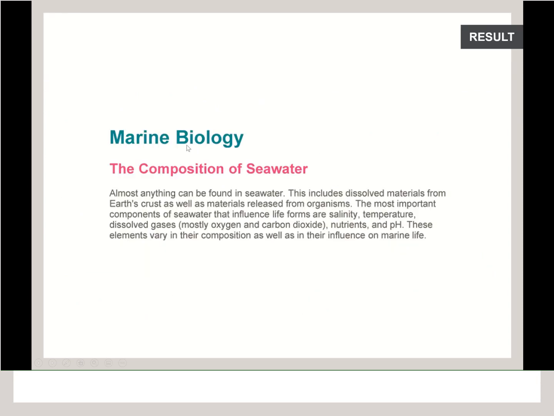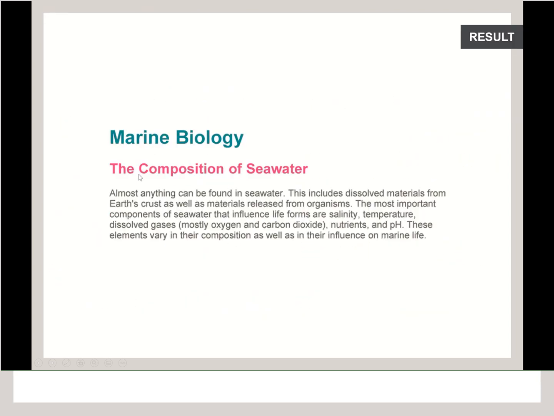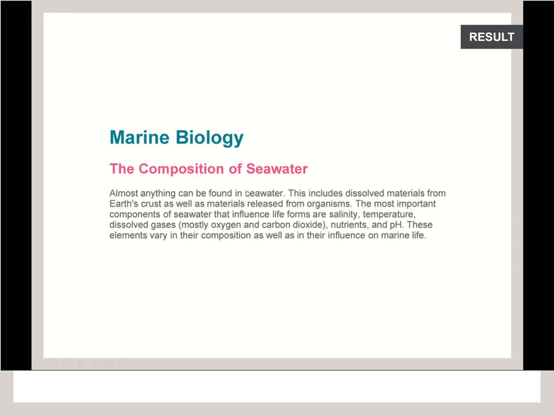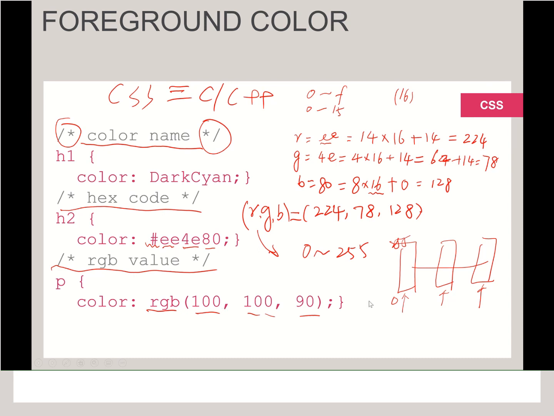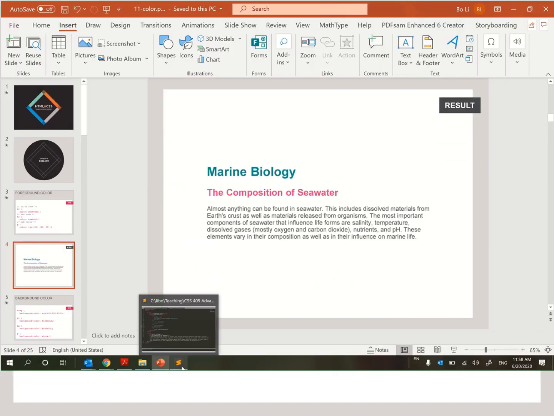So finally we got this one. Heading 1 we use dark cyan. So we got this one. And heading 2 we use this color. Okay. And then for the paragraph we use this one. So it's not black, okay? Not the complete black. So let's look at the code, because it seems this one you didn't see the code, okay?